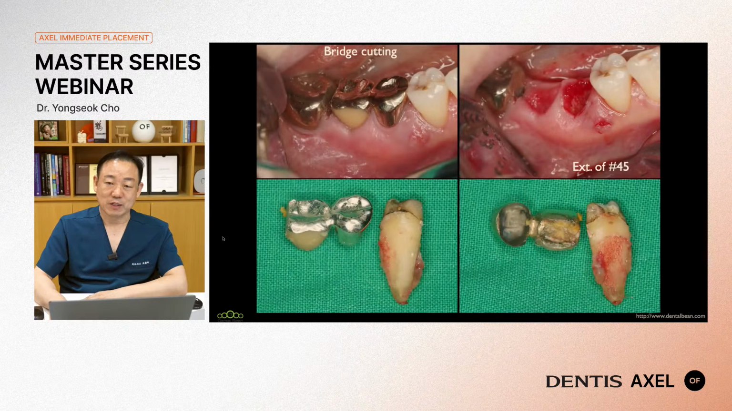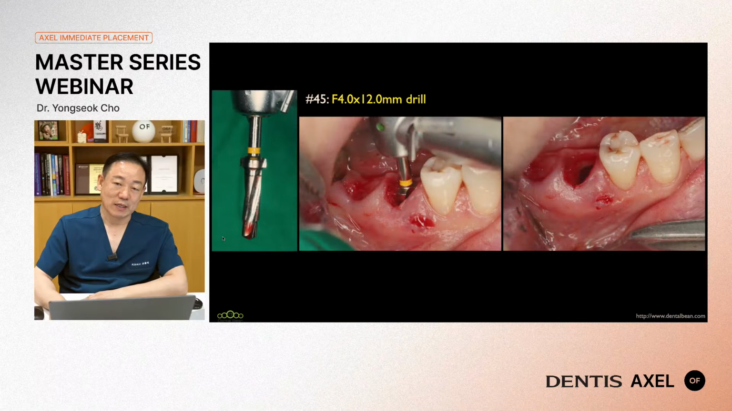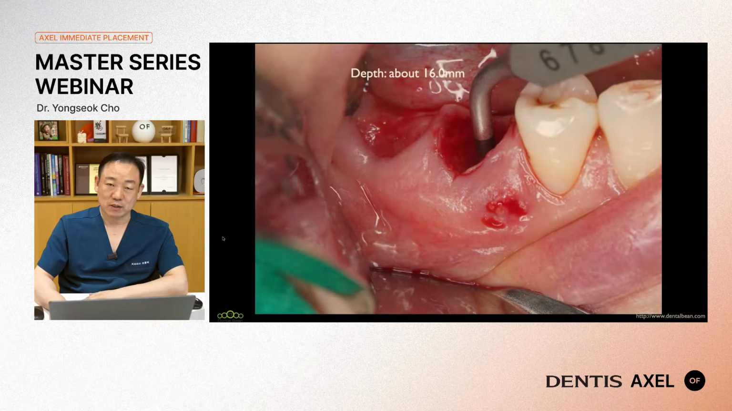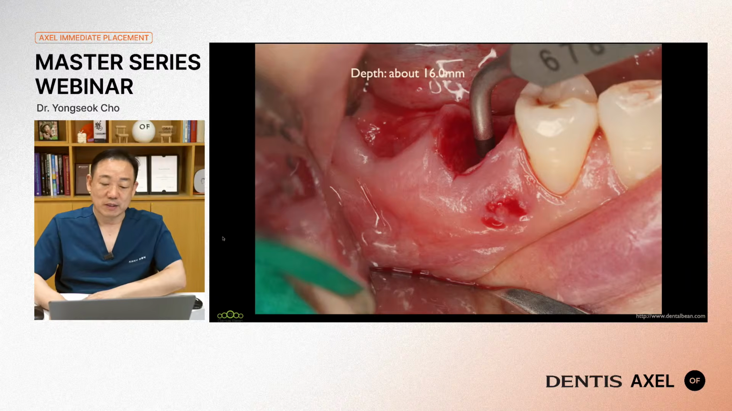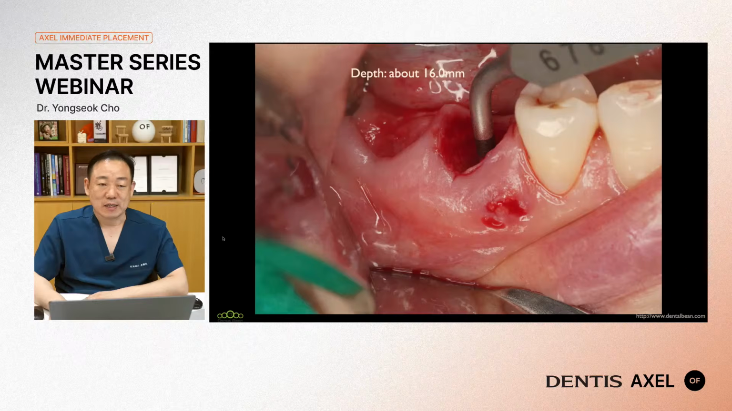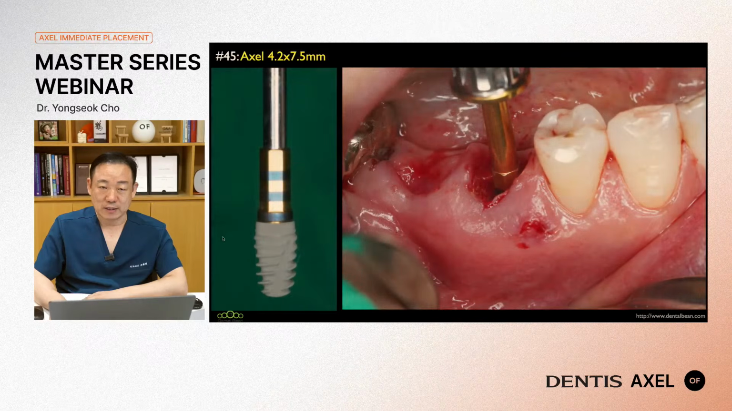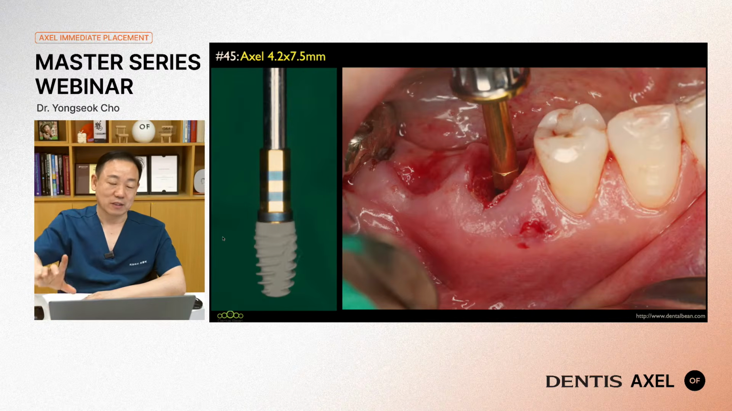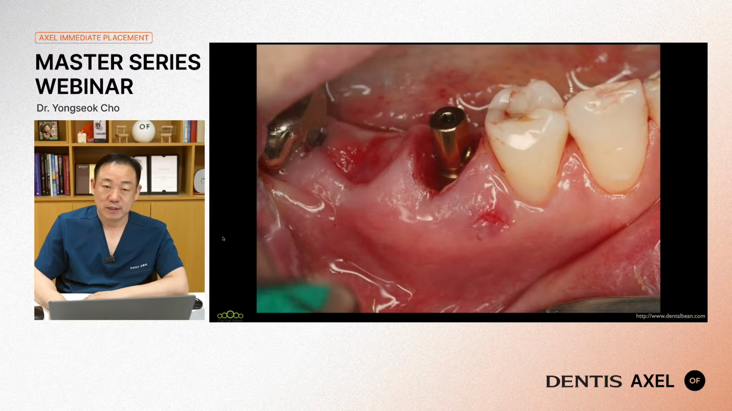Here, after bridge cutting, I extracted the premolar, and then immediate implant was done at that site. I used the 4x12 mm drill and checked the depth before implant installation. It measured 16.0 mm. Then available height is 11 mm, but no need to place long implant actually, even if it is deep. In this case, I selected a 7.5 mm implant and placed the implant adequately, slightly deeply, like this.